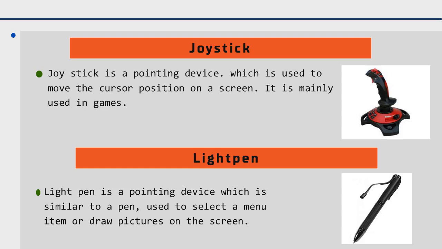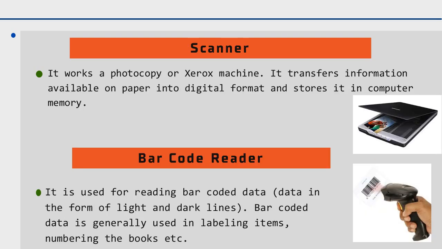Light pen. Light pen is a pointing device which is similar to a pen, used to select a menu item or draw pictures on the screen. Scanner. It works like a photocopy machine. It transfers information available on paper into digital format and stores it in computer memory. Barcode reader. It is used for reading barcoded data. Barcoded data is generally used in labeling items, numbering the books, etc.